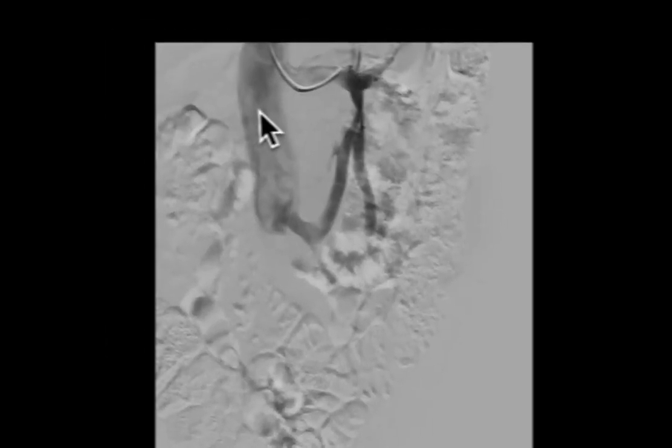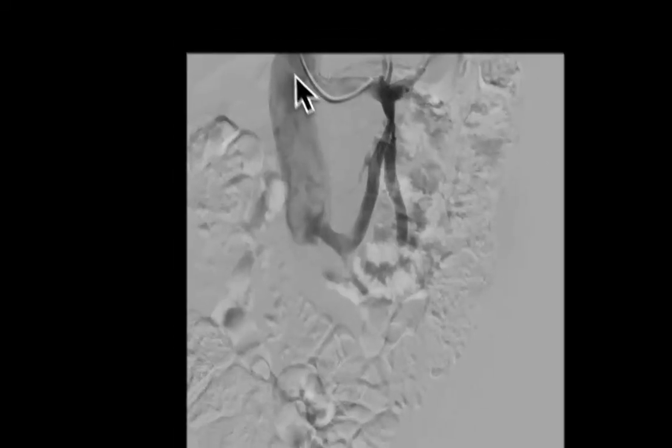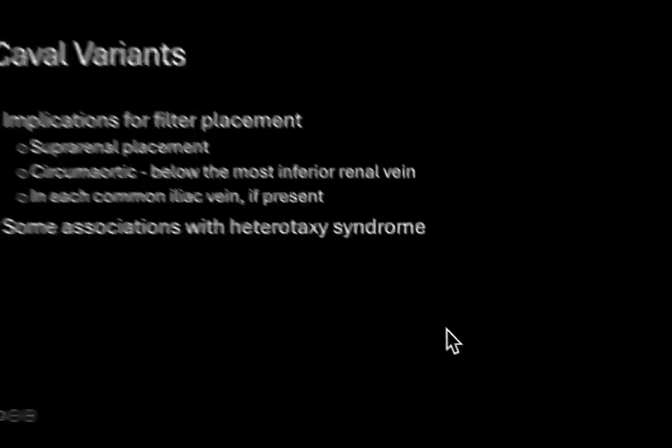Okay, here's another cavogram. So this case is a circumaortic left renal vein. We're injecting the left renal vein here. There's a structure that goes down and then over and then drains into the cava. So this is a circumaortic renal vein, important for IVC filter placement because you want to place your filter below this lowest moiety. Because if you place it here, you think, oh, I'm below the renal vein. Clot can come up, travel through here, go around, and basically bypass your filter and go straight to the lungs.